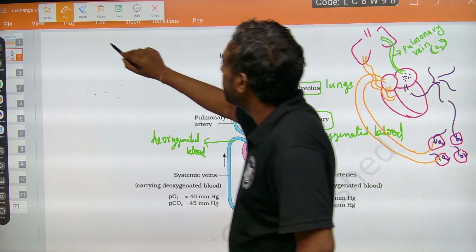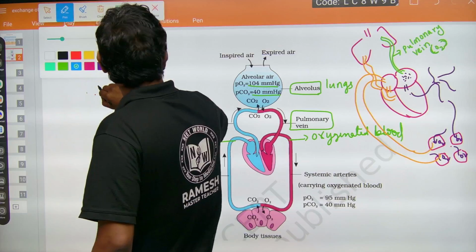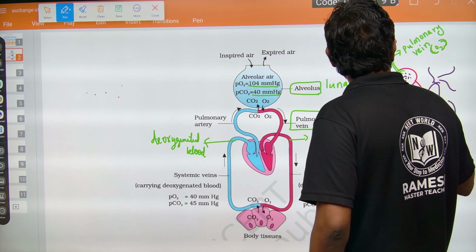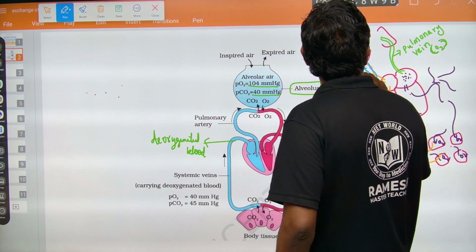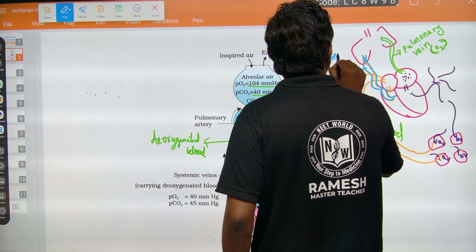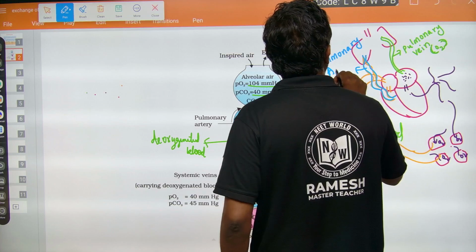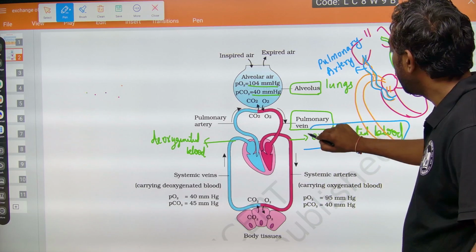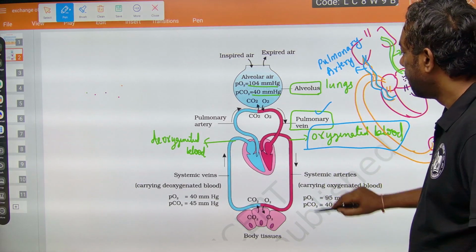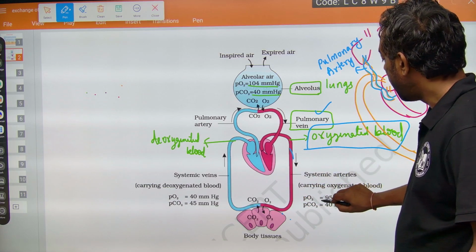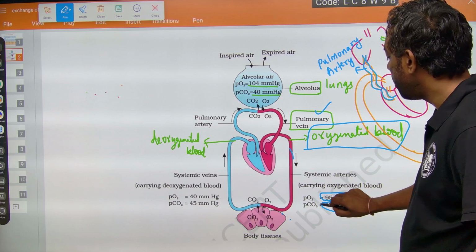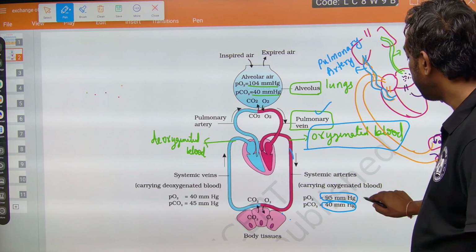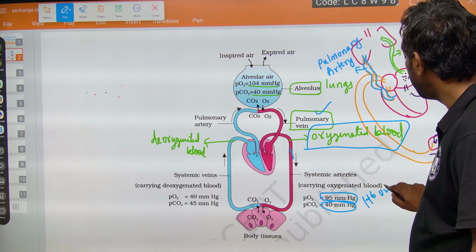The blood vessel from the heart to the lungs carries deoxygenated blood for filtration. This blood vessel is called the artery, pulmonary artery. So here oxygenated blood is carried forward by the pulmonary vein and finally reaches tissue. Oxygenated blood always has 95 mmHg of oxygen and 40 mmHg of carbon dioxide. That is why hemoglobin carries oxygen here in the oxygenated blood.